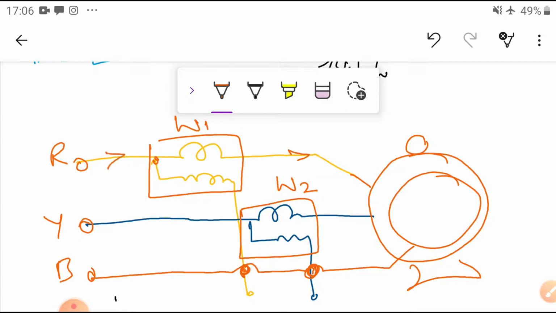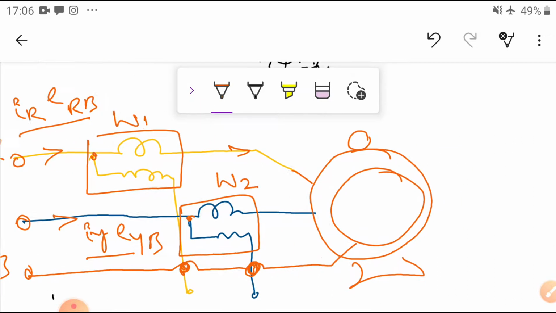What is the current? IR. What is the voltage across this one? That is called ERB. That is the power. Now here, what is the current? IY. The pressure coil is connected here, which is EYB. Based on this one and this one, we calculated in previous classes the instantaneous total power.